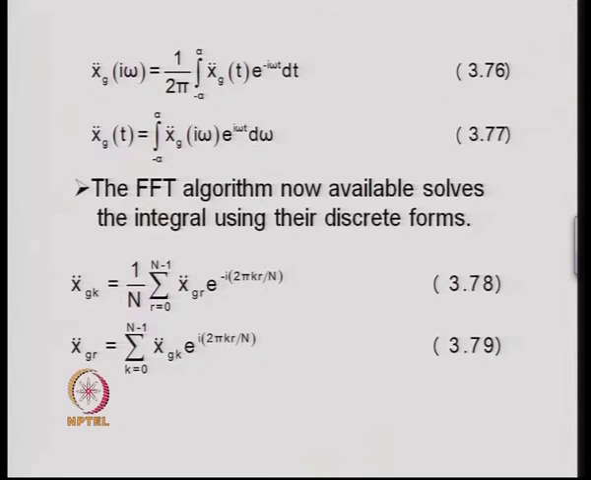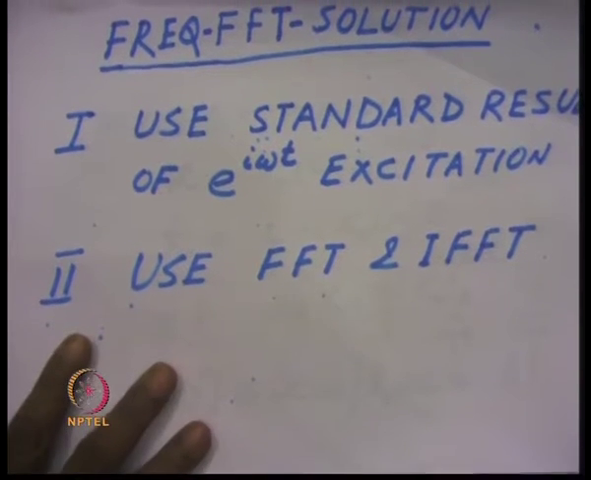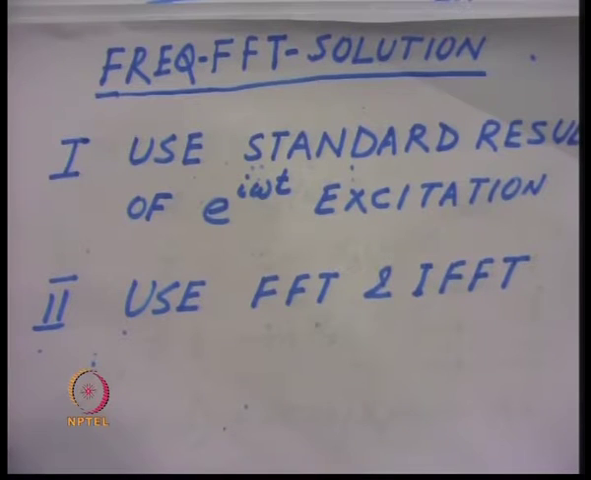Now, if we recall, instead of Fourier series analysis for finding out the frequency contents of the ground motion, we introduced FFT algorithm or the Fourier transform algorithm, in which the parent equation is the pair of Fourier integral, which is given in equation 3.76 and 3.77, and the discrete part of the Fourier integral is the one which is given in equation 3.78 and 3.79.